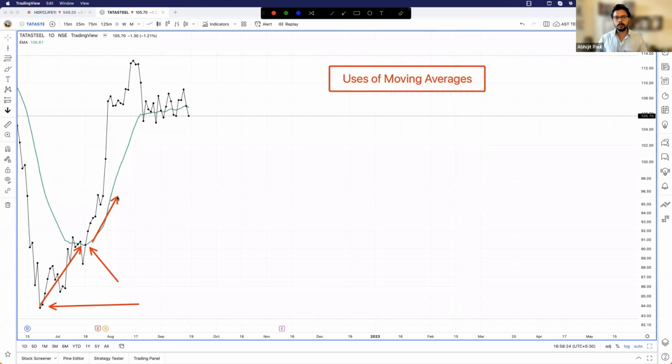That's why I personally do not trade using zero lag moving averages. This lag is important because you should use a moving average for the purpose of trend identification as a confirmation tool, not an alert tool.